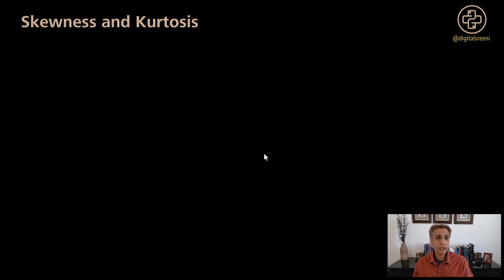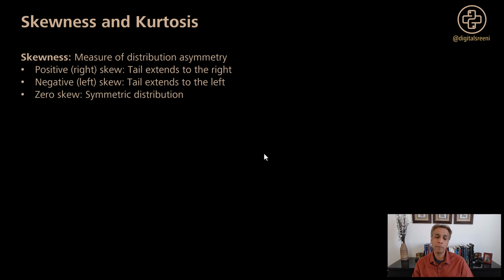And now let's look at skewness and kurtosis. Skewness is an English word, right? We often say the data is skewed, or your opinion is skewed towards something, which means you're leaning towards one direction or the other. That's literally what skewness is. It's a measure of distribution asymmetry. Is it leaning towards one side or the other? If it's skewed in the positive or right direction, then the tail extends to the right, and the opposite on the left side. If there is no skew, that means it's a symmetric distribution on both sides.